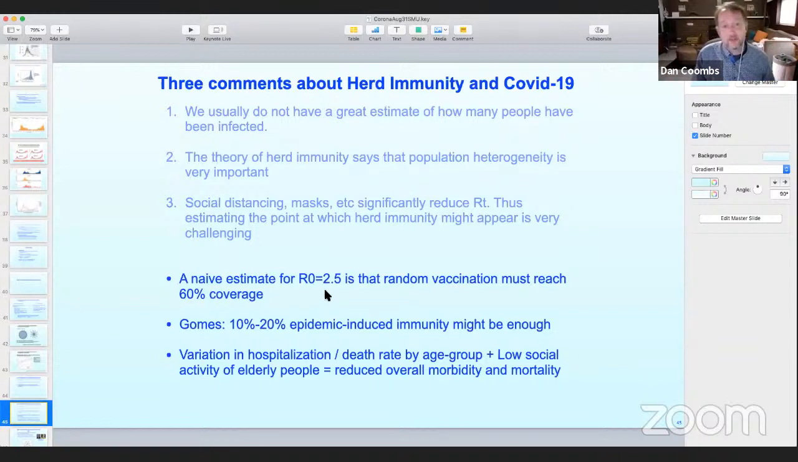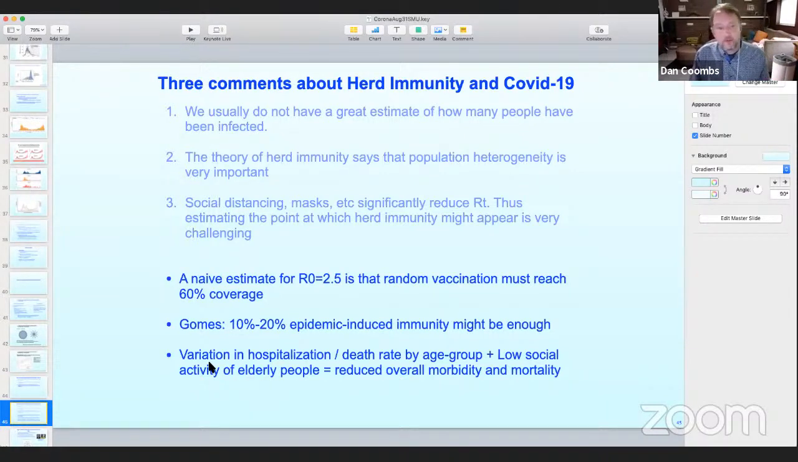So the naive estimate for R0 is 2.5, and for random vaccination, it should be around 60% coverage. Gabriela Gomes in her preprints has been arguing that 10 or 20% might be enough. My issue with this is essentially it's been very difficult to measure and establish where you are, and also to disentangle things that may look like herd immunity in terms of decelerating infection rates, which may actually be caused by effects such as people not being stupid.